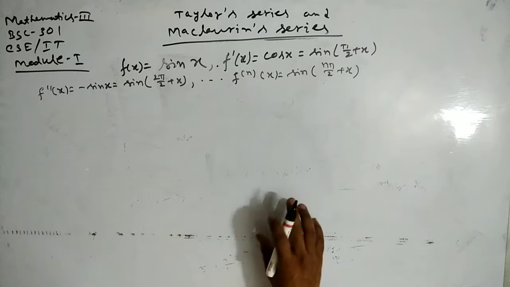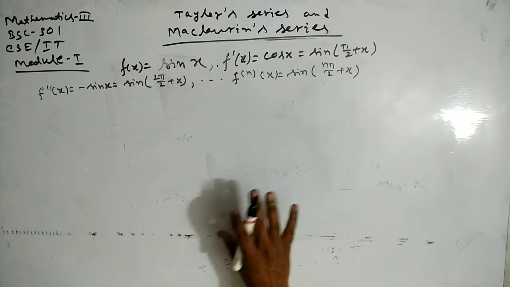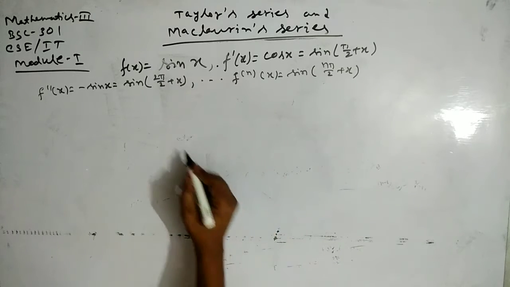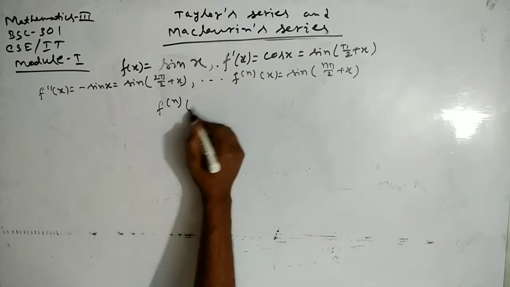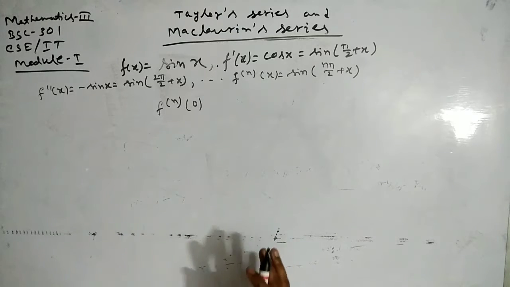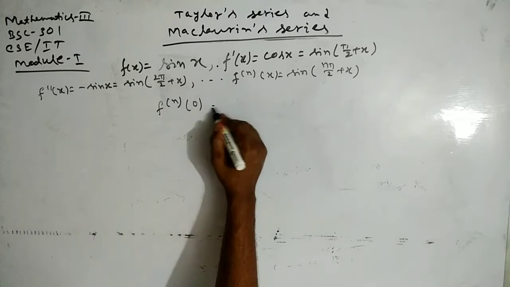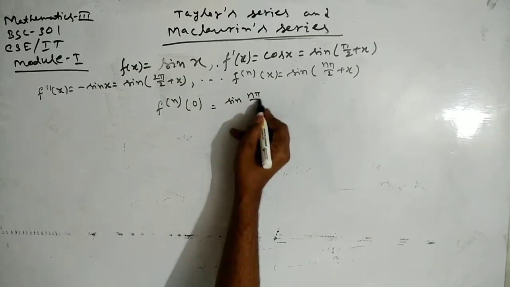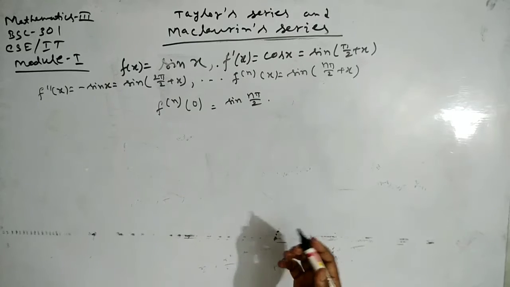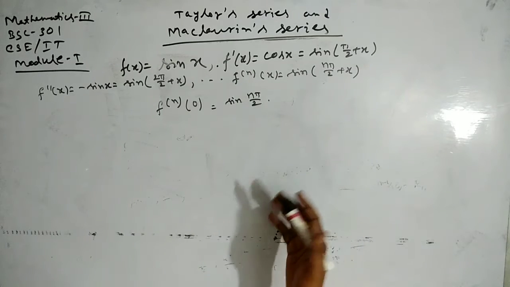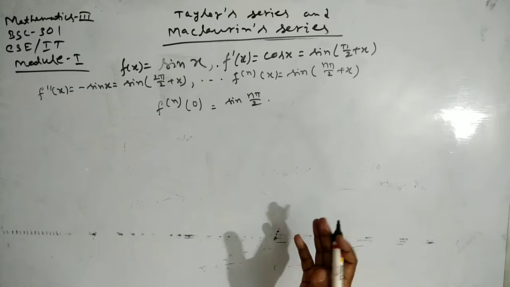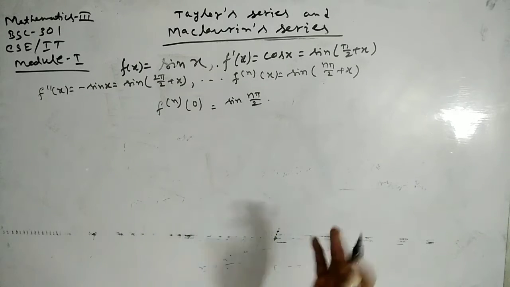And we know that f x possesses derivatives of every order for every value of x, and also f n 0, that is the value of nth order differentiation of sin x at x equal to 0, is equal to sin of n pi by 2. If we put x equal to 0, this will be sin of n pi by 2, which is 0 or plus or minus 1 according as n is even or odd. Okay, it can be 0 or it can be plus 1 or it can be minus 1.